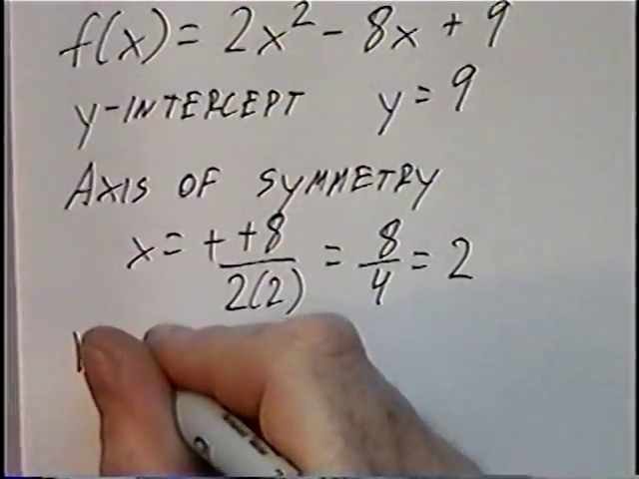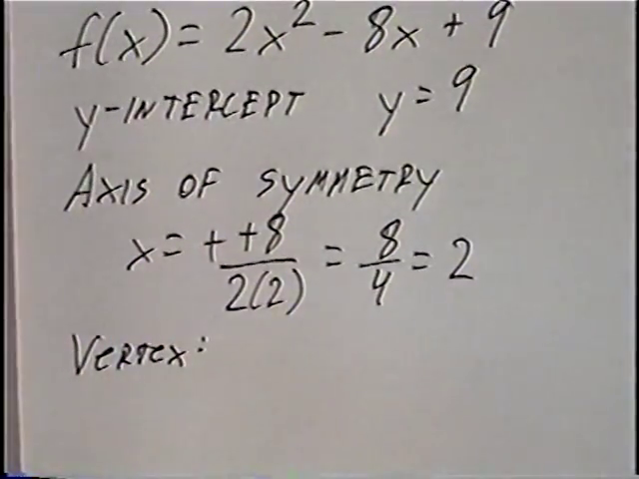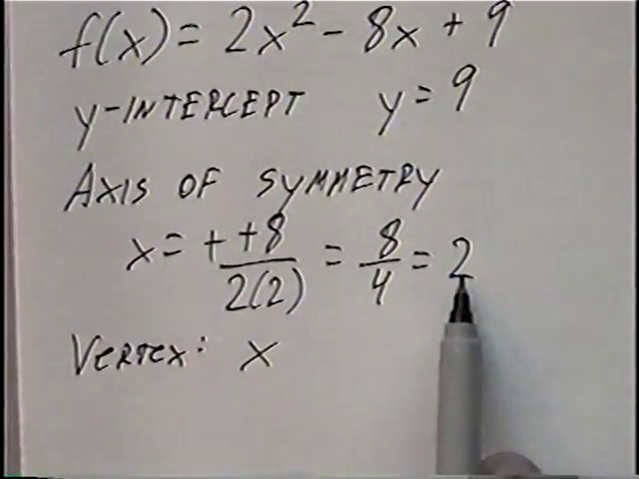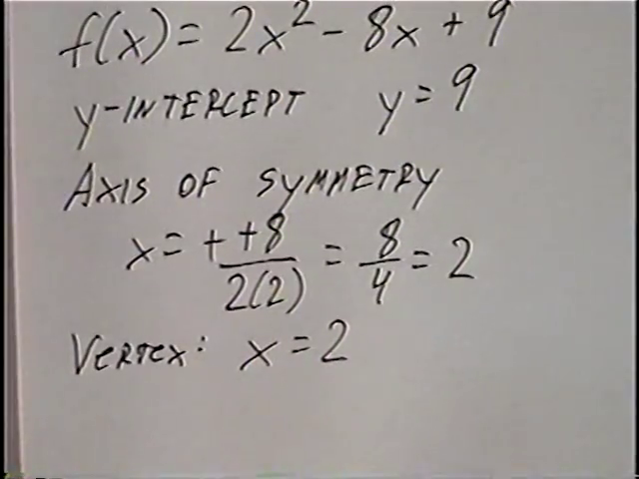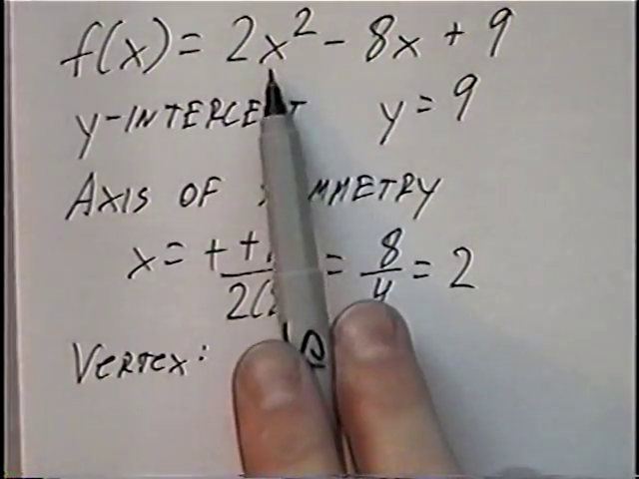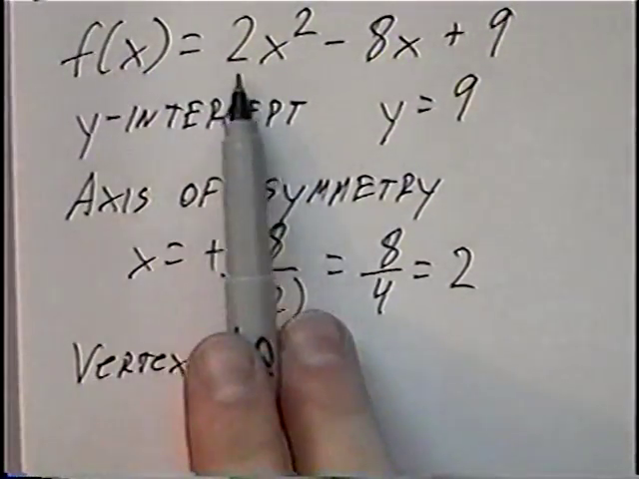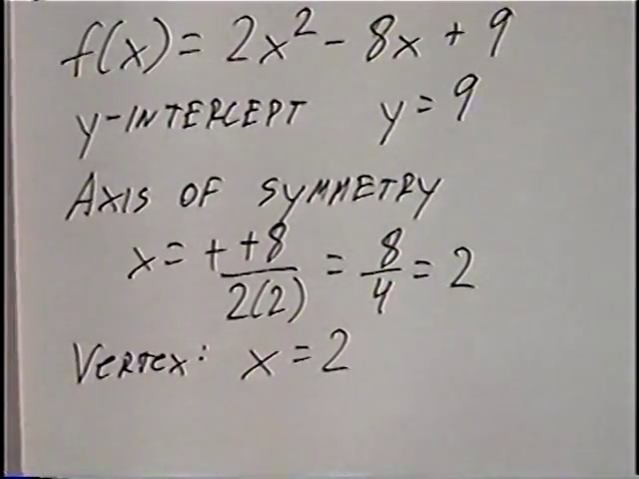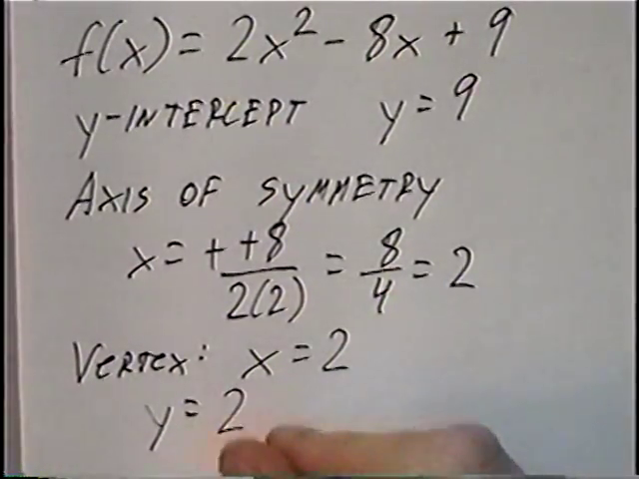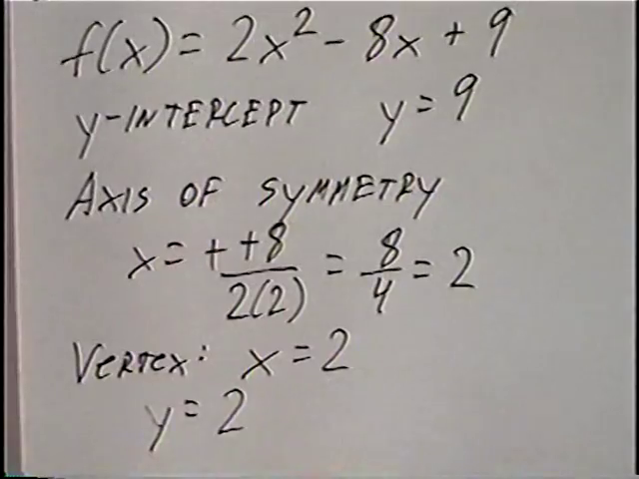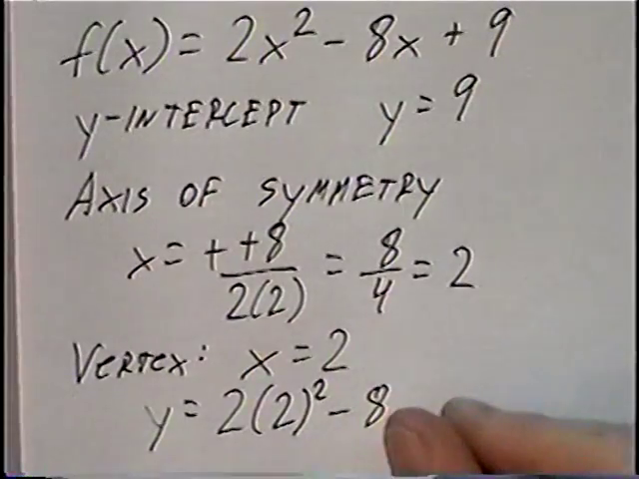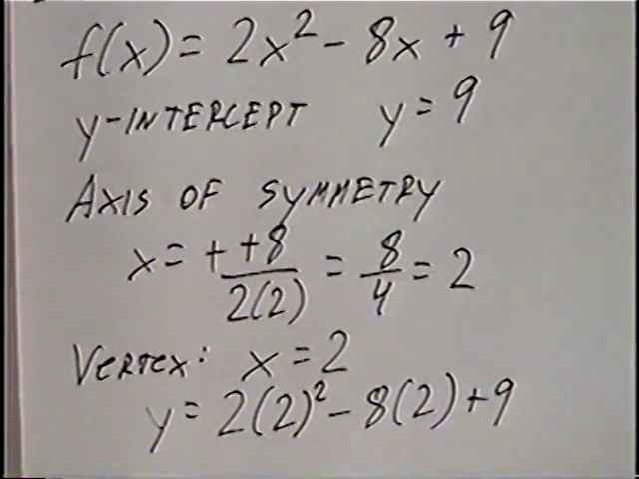For the vertex, x equals negative b over 2a, which is the same as the axis of symmetry. So the vertex x equals 2. And for the y value, we'll solve for y by plugging 2 into the original equation, f of x, and when we solve, f of x will be the y value for the vertex. So solving, we'll have y equals 2, and in place of x, we'll plug in 2. So we'll have 2 times 2 squared minus 8 times 2 plus 9.